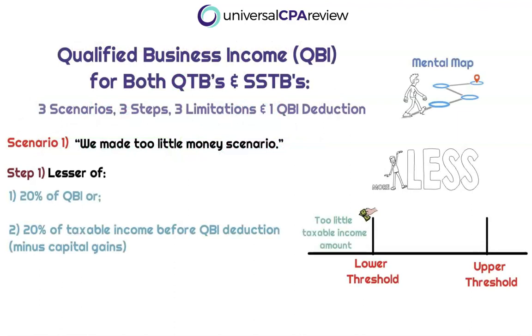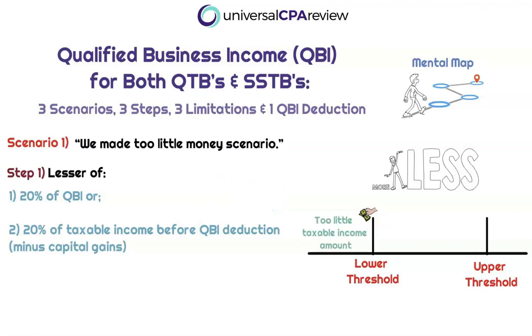And a little trick to make our life a little bit easier is to think of scenario number 1 as the "we made too little money" scenario. And for each scenario, we're also going to add an additional step to this calculation. Okay, the CPA exam is hard enough as it is. Let's simplify as much as we can. All right, so we're going to determine which scenario is going to be applied by focusing on 2 things: the amount of taxable income and the filing status of the taxpayer.